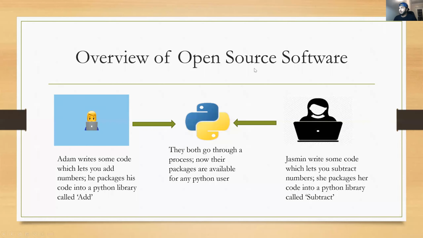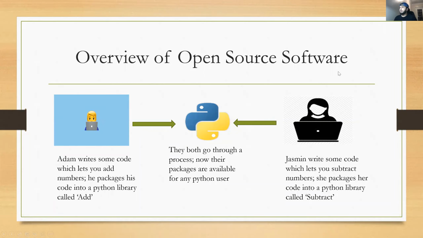So, overview of open source software. You might have heard a lot of people say that, hey, Python is an open source software, or hey, this XYZ is an open source software, or this is an open source language. What exactly does that mean? To explain that, I've given a bit of an example here.